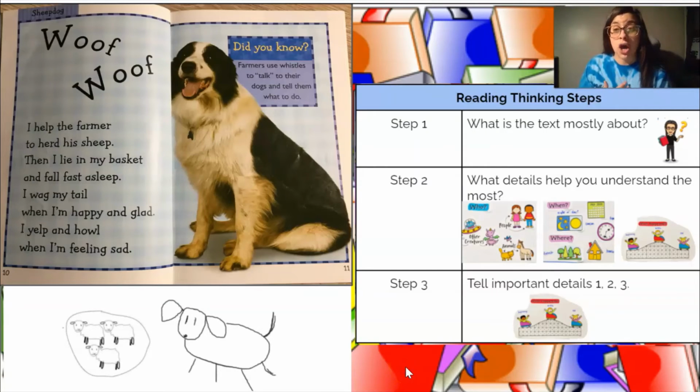I decided on herding sheep because that was an important key detail on these pages. You might have drawn a dog hearing a whistle from the farmer, or maybe falling asleep, or maybe howling because they feel sad. I could have labeled my dog with the D sound, or maybe my sheep with the SH.